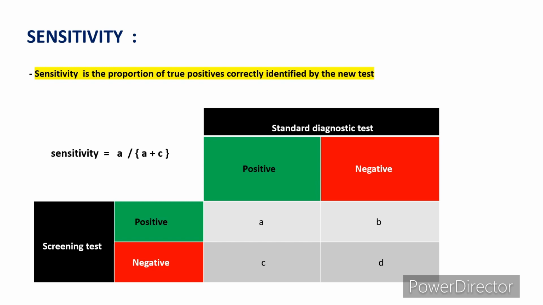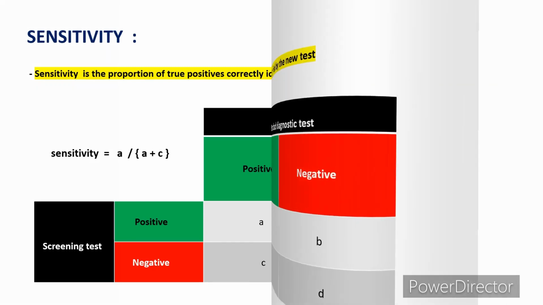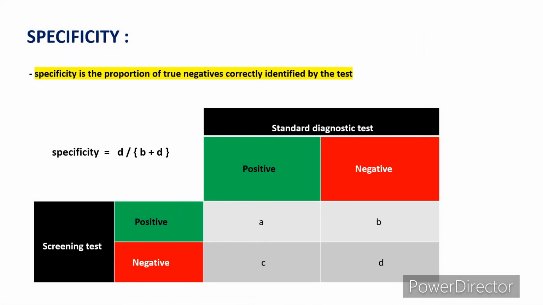Sensitivity is the proportion of true positives correctly identified by the new test. According to the standard test, the total positive findings are A plus C. Out of A plus C, how many cases are correctly identified by the screening test? So the sensitivity will be A upon A plus C. Specificity is the proportion of true negatives correctly identified by the screening test. Under the diagnostic test, the total negative is B plus D, right? Out of B plus D, how many true negative cases are identified by the screening test? So it is D by B plus D.